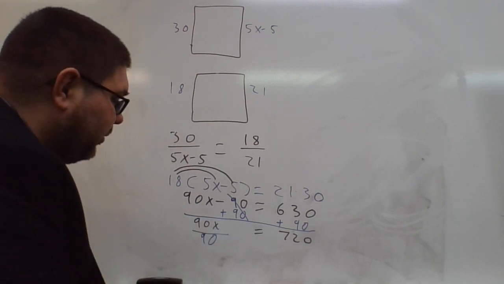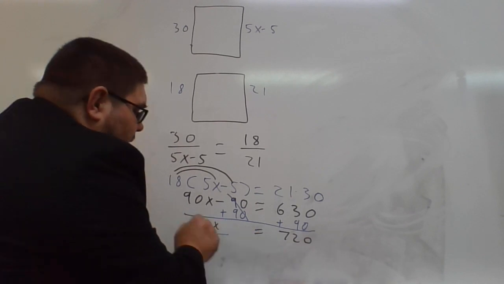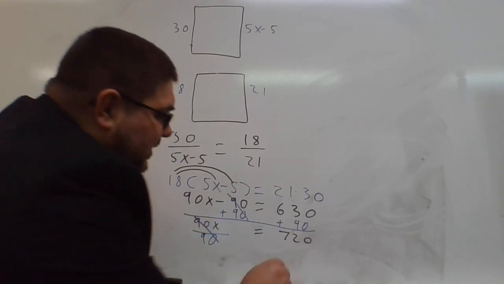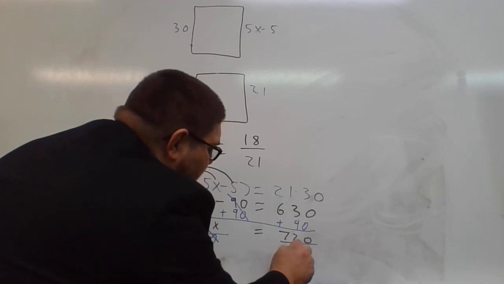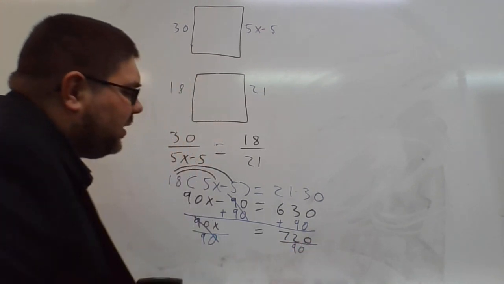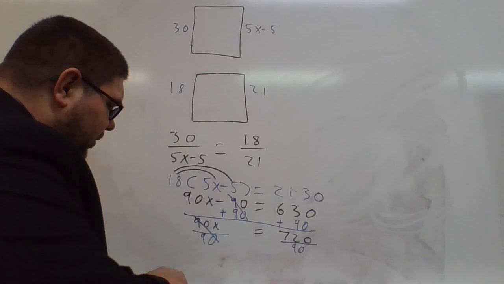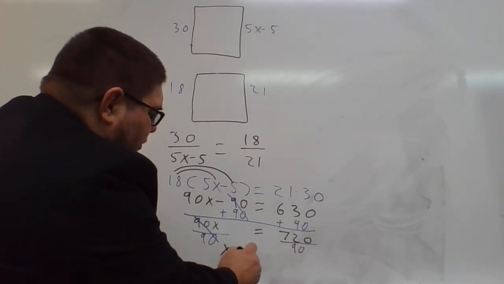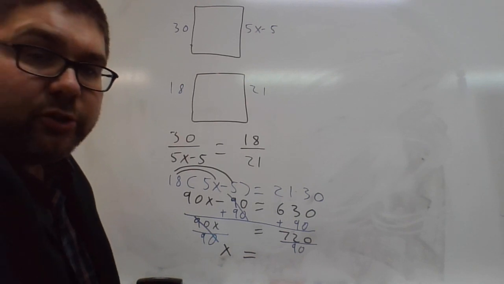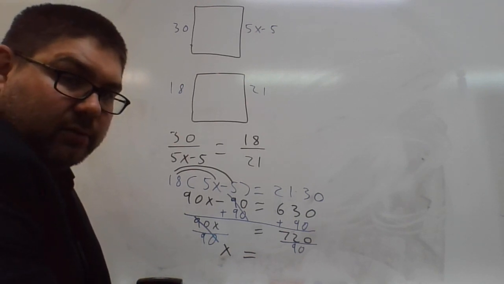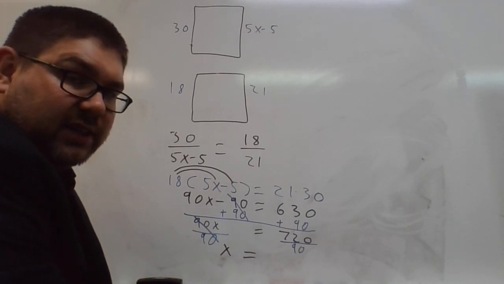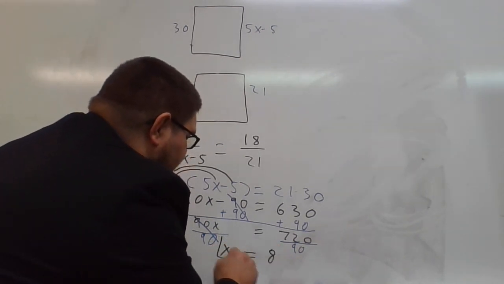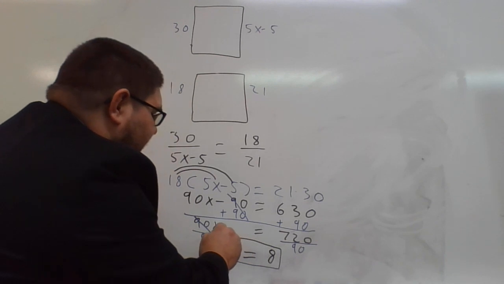Here's your sloppy looking divided by 90, which cancels out our 90s. Whatever we do to one side, we must do to the other. So we have x equals, what's 720 divided by 90? It is 8. And so x equals 8.